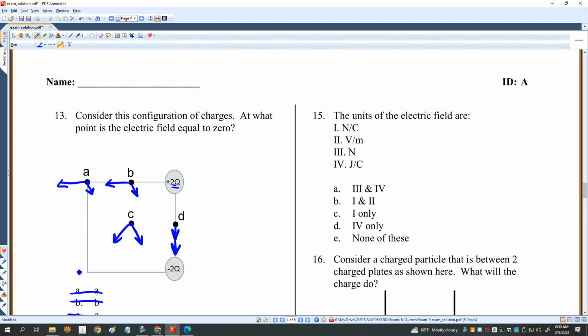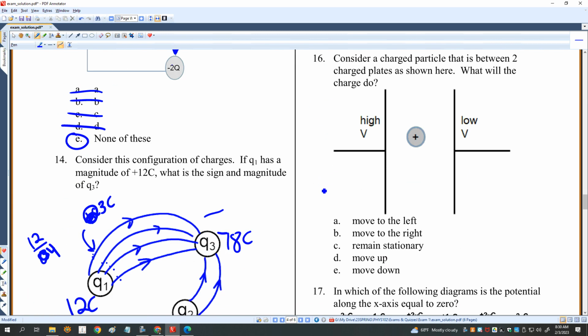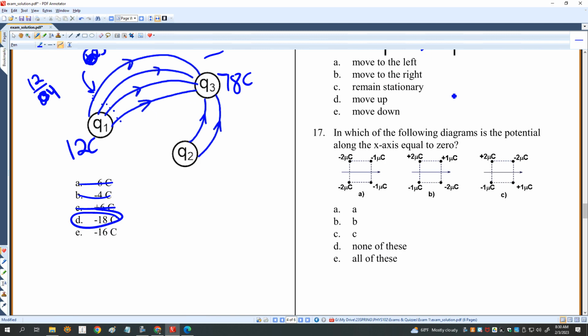The units of the electric field, okay, that's true, and that's true, so that's the right answer. I have a charged particle. What will the charge do? It's a positive particle. Positive particles will move from high to low. And then also remember that my electric field runs in this direction too. This is my positive side, that's my negative side.